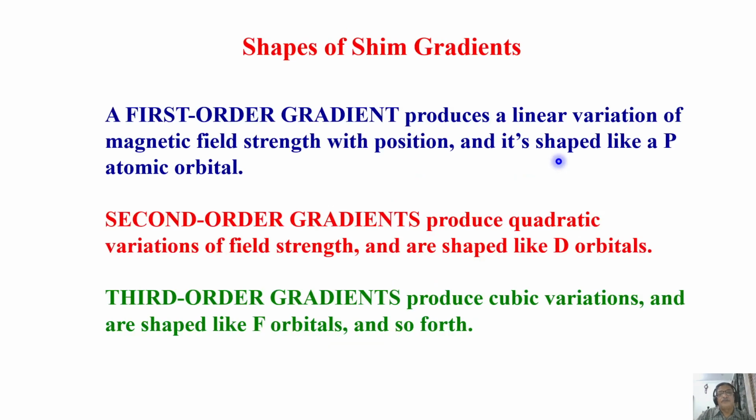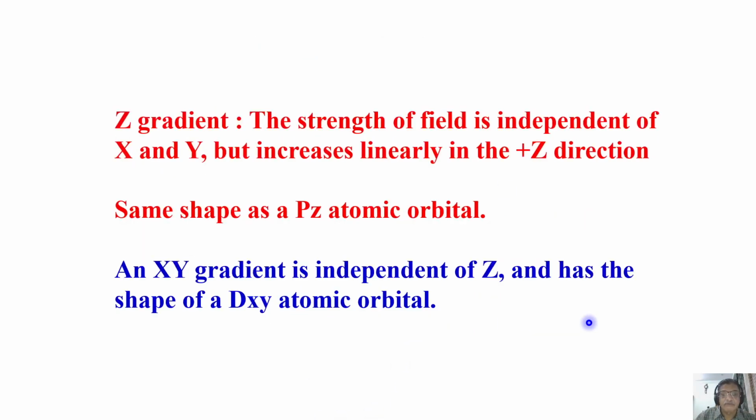So, shapes of the shim gradients: you can consider a first order gradient produces a linear variation like z, x, y. Second order is quadratic like x squared, y squared, etc. Third order is cubic variations. Okay, the z gradient is of course independent of x and y, increases linearly with z, and it can be treated like a pz atomic orbital. And the xy gradient is independent of z and has a shape like a dxy atomic orbital. So you can have a similarity with atomic orbitals.